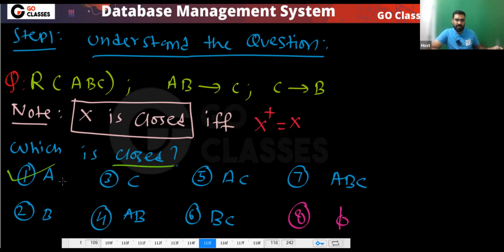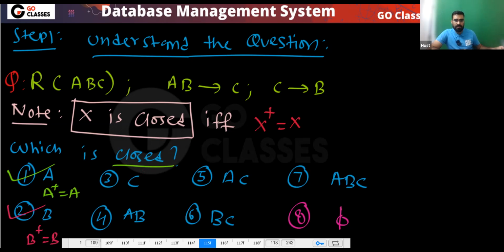Because A closure is A, so A is closed. Can I say that A closure is A, so it can only determine A? What about B closure? Yes, B can also determine only B.